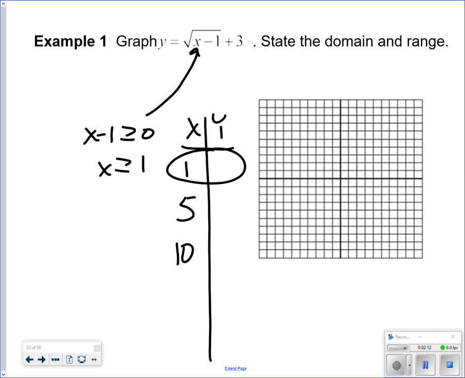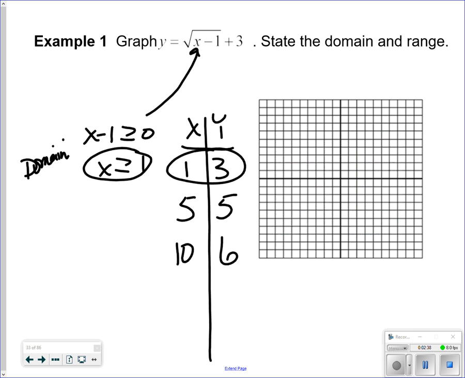So when I put 1 into this particular function, 1 minus 1 is 0, the square root of that is 0, plus 3 is 3. The square root of 5 minus 1: 5 minus 1 is 4, the square root of 4 is 2, and 2 plus 3 is 5. And then 10 minus 1 is 9, the square root of 9 is 3, and 3 plus 3 is 6. Now, this right here is the domain.